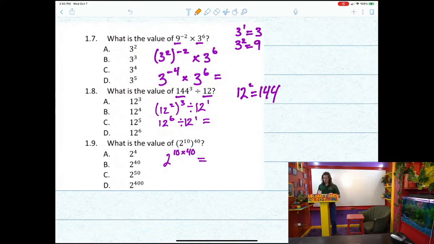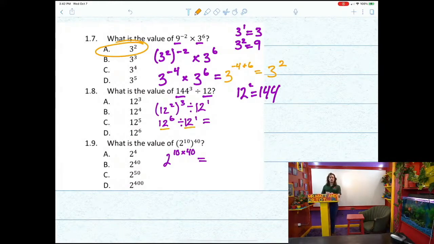Okay, so for 1.7, we have 3 to the negative 4th times 3 to the positive 6. We have common bases raised to exponents, so we keep the bases, add the exponents. So we have 3 to the negative 4 plus 6 power. That's going to turn into 3 squared. That's A. Excuse me.